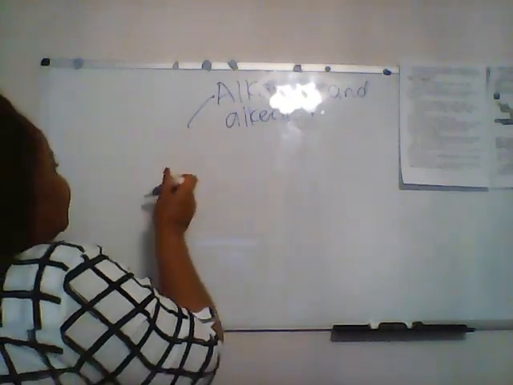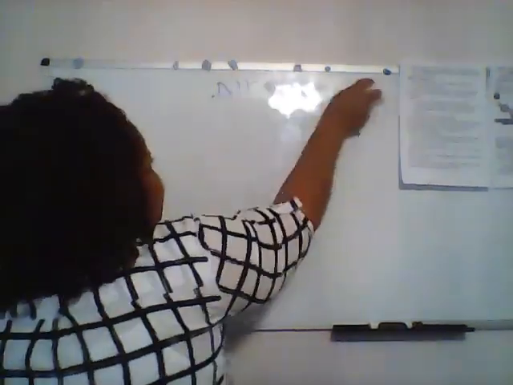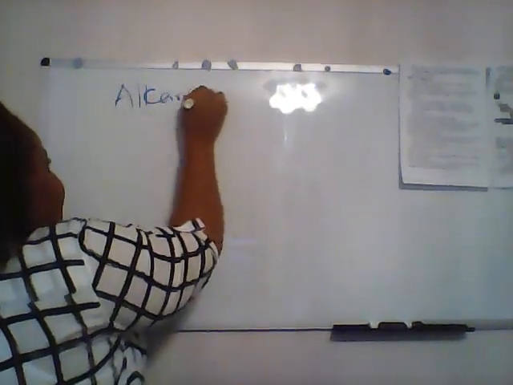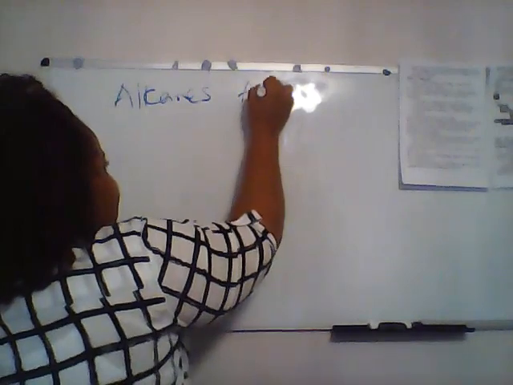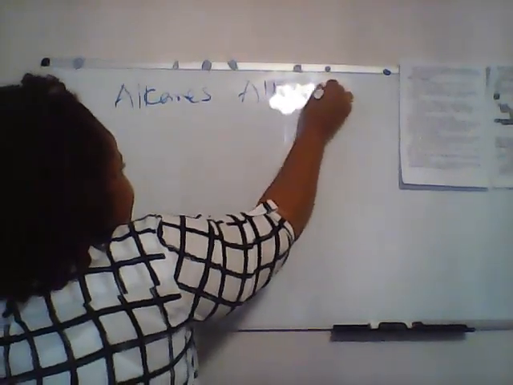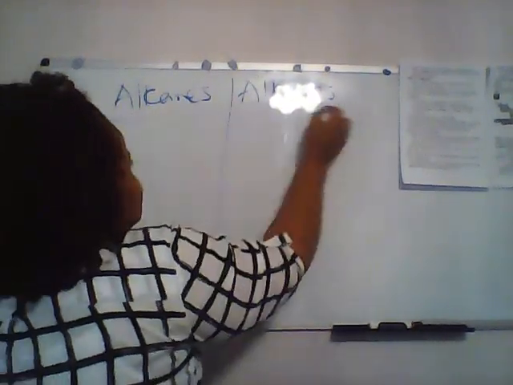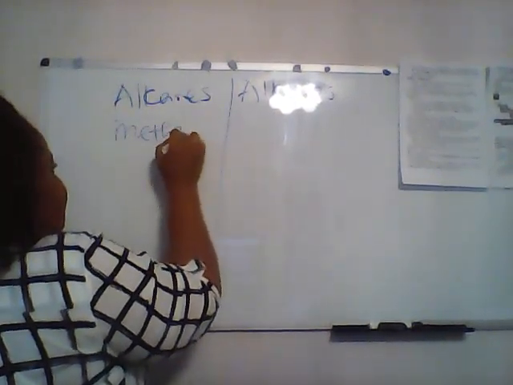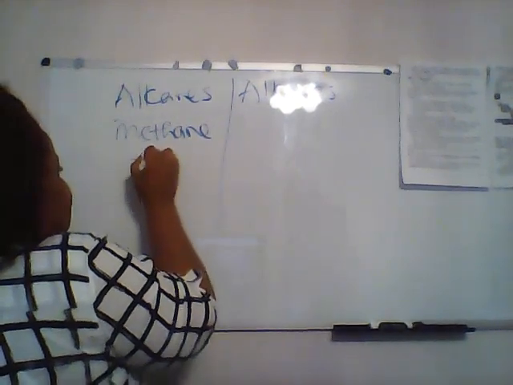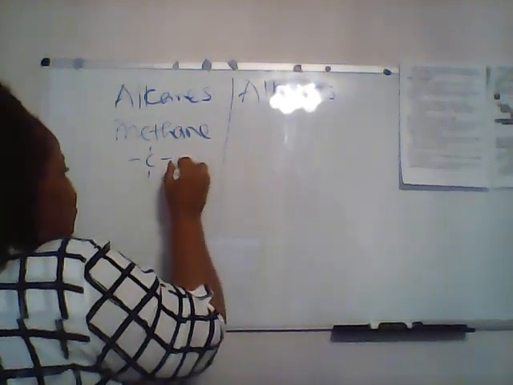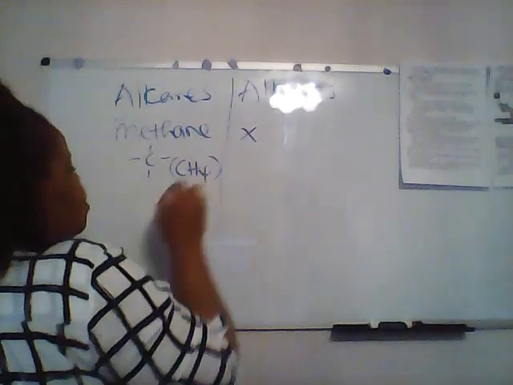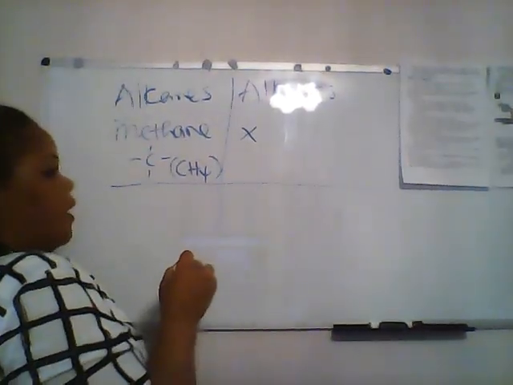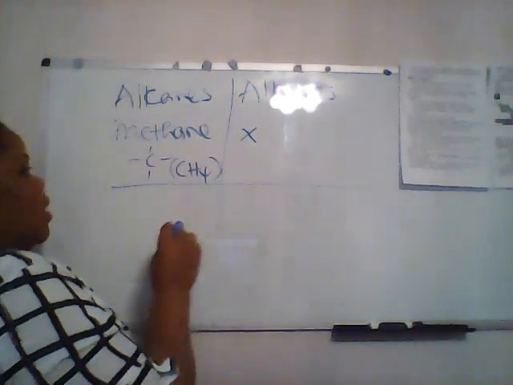So I'm going to start with the first one. For alkanes, I'll do a quick table. So alkanes, their names will be, this one starts with methane. So methane is CH4. All right. There is no methene because you must have at least one double bond between two carbon atoms.